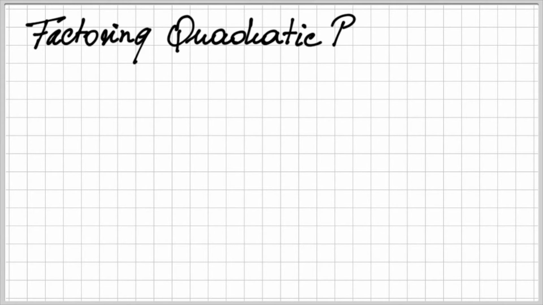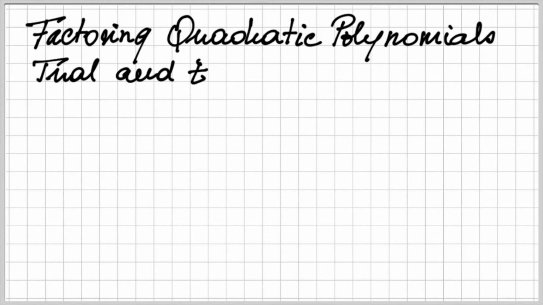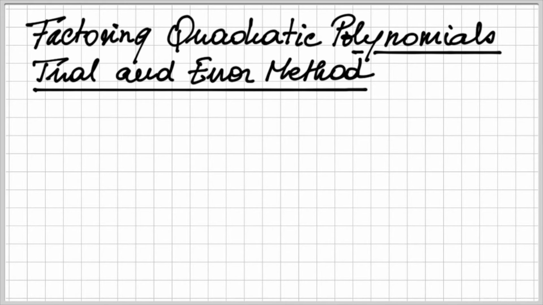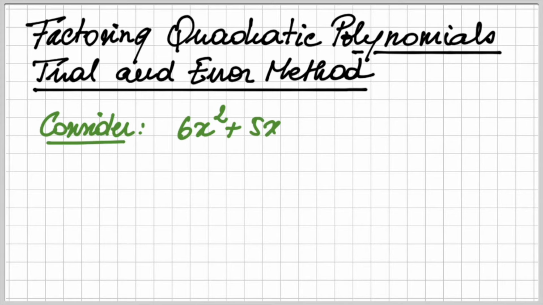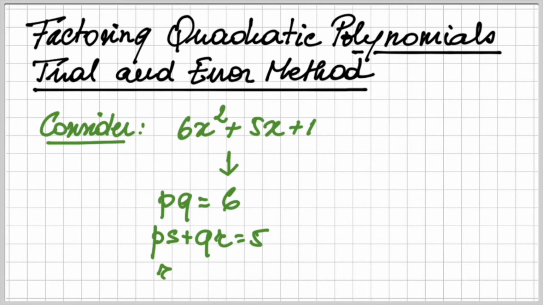So let's have a look at factoring again, different equations, different examples, and we are still using the trial and error method. Let's consider 6x squared plus 5x plus 1. This is a classical quadratic equation, and we want to factorize this using this method. So in this case, we can say that p times q is equal to 6, ps plus qr is 5, and rs is equal to 1.